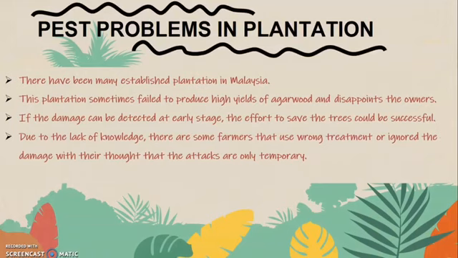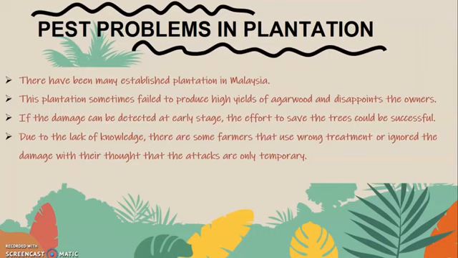In Malaysia, there have been many established plantations. However, these plantations sometimes fail to produce high yields of agarwood and disappoint the owners, because it took years to build all this, but somehow the result was not satisfying because of disease and pests. If the damage can be detected at an early stage, the effort to save the trees could be really successful.